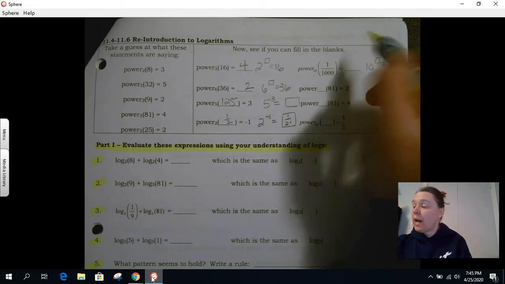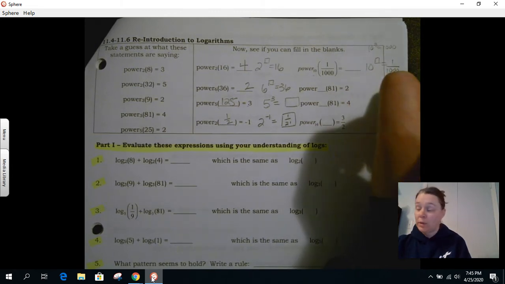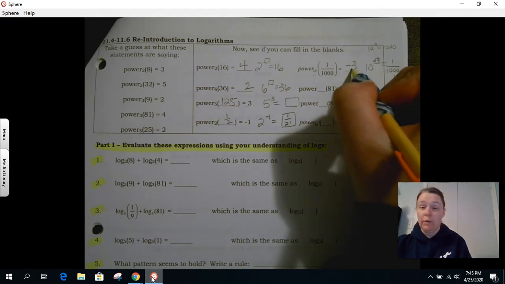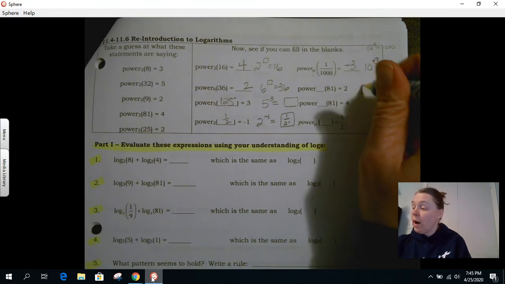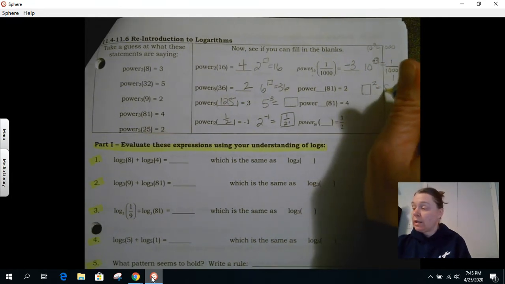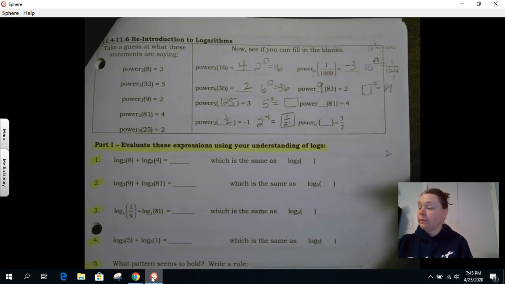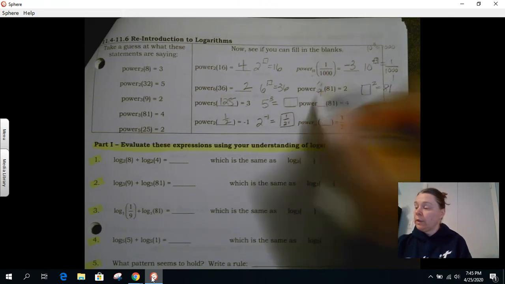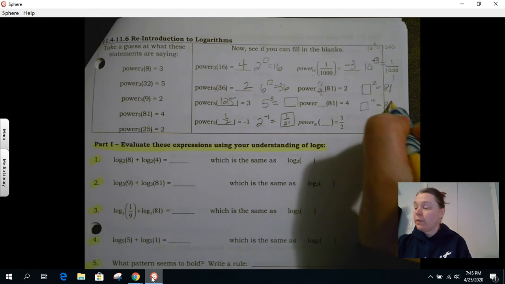Well, we know 10 to the third is 1,000. And if I want it to be 1 over 1,000, then this should be a negative third power. So this is negative 3. Okay, this one is what to the second power is 81? So that would be 9. Oops, it should be a little base. Sorry, not so big. It should be a little 9. Okay, this is what to the fourth power is 81?